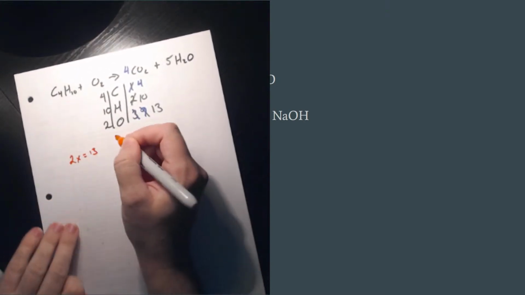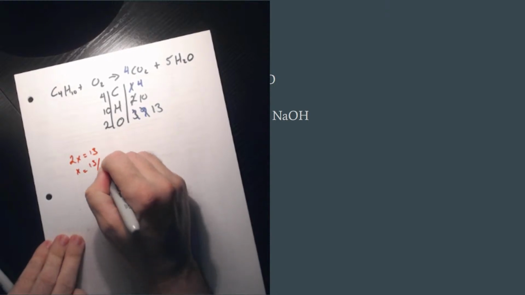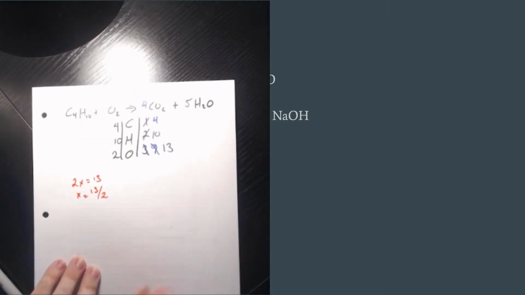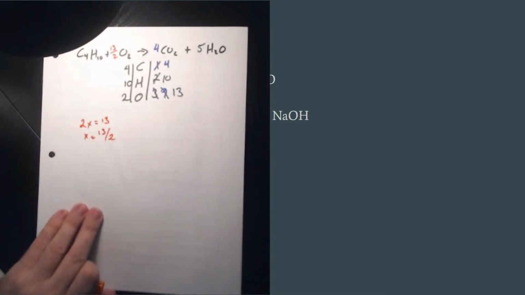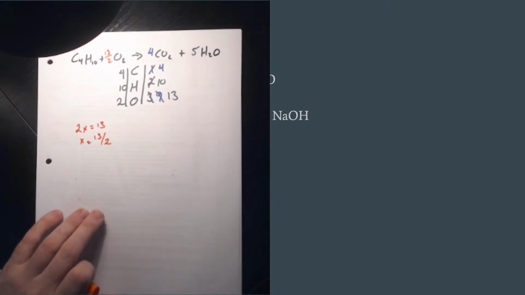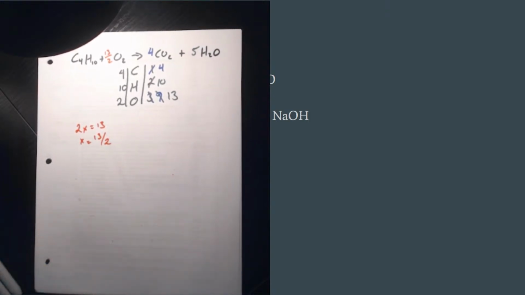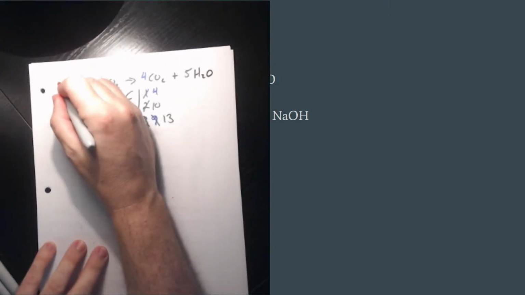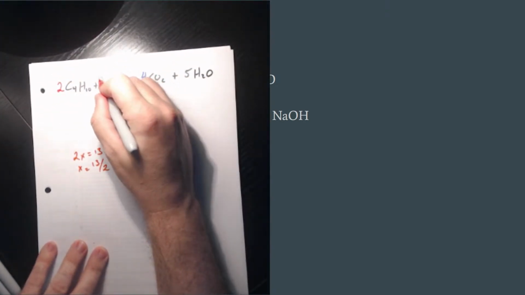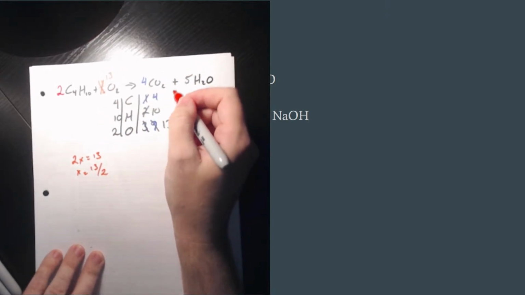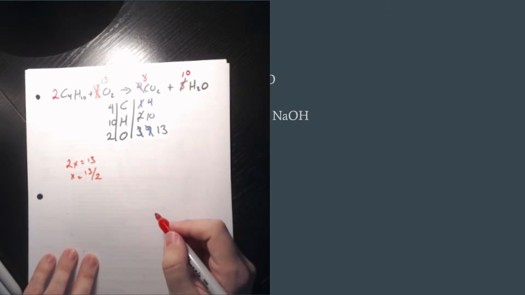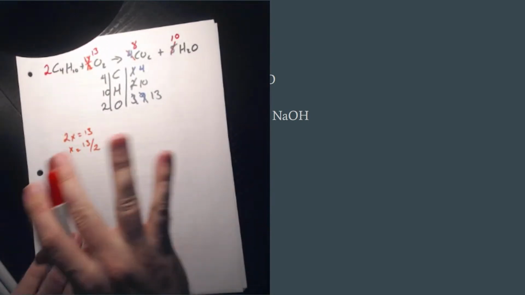2x equals 13, so x equals 13 halves. If we were allowed to use fractions, then the coefficient in front of oxygen would be 13 halves. We're not allowed to use fractions, but we can use this as a sort of placeholder, because what we do next is we just multiply all of our numbers by 2. So 1 times 2 becomes 2. 13 halves becomes 13. 4 becomes 8. 5 becomes 10. And that is going to change all of our amounts.